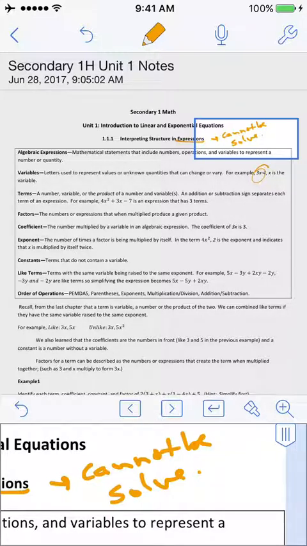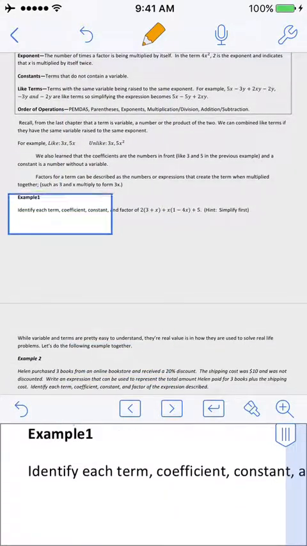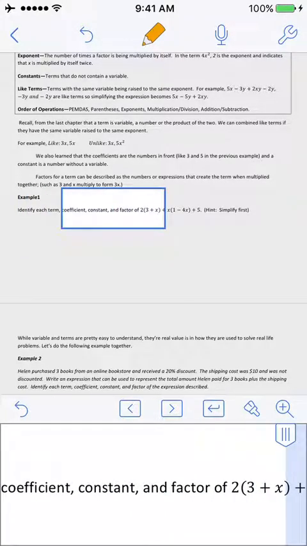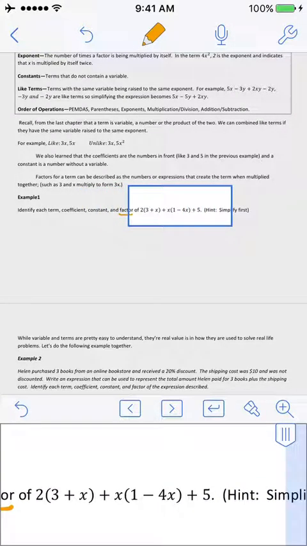Eventually we will start putting these together. In fact, the section after this, we will start building equations. But right now, let's just see if we can start with expressions. We'll kind of lead into it. So let's head on down. Example number 1. This is sort of a review identifying the parts of the expression. So identify each term, coefficient, constant, and factor, that we'll have to talk about, of 2 times 3 plus x plus x times 1 minus 4x plus 5.